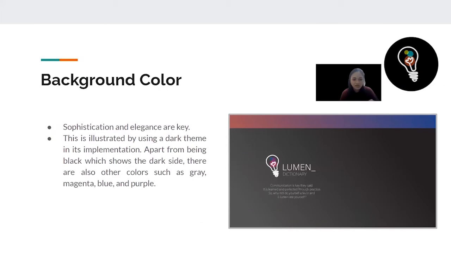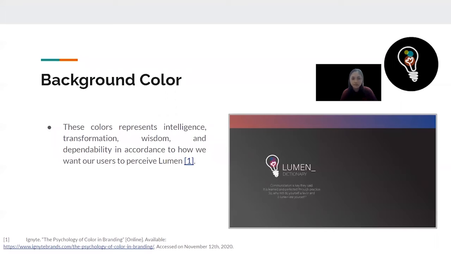In background colors, sophistication and elegance are key. This is illustrated by using a dark theme in its implementation. We also use other colors such as gray, magenta, blue, and purple. These colors represent intelligence, transformation, wisdom, and dependability in accordance to how we want our users to perceive Lumen.